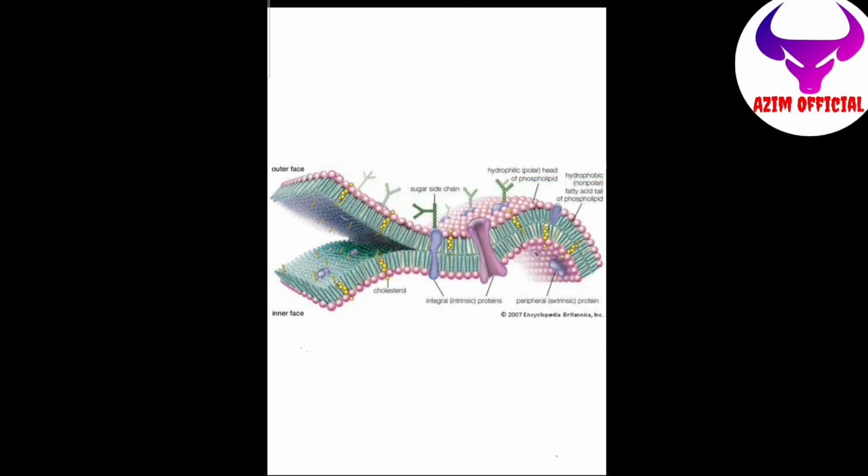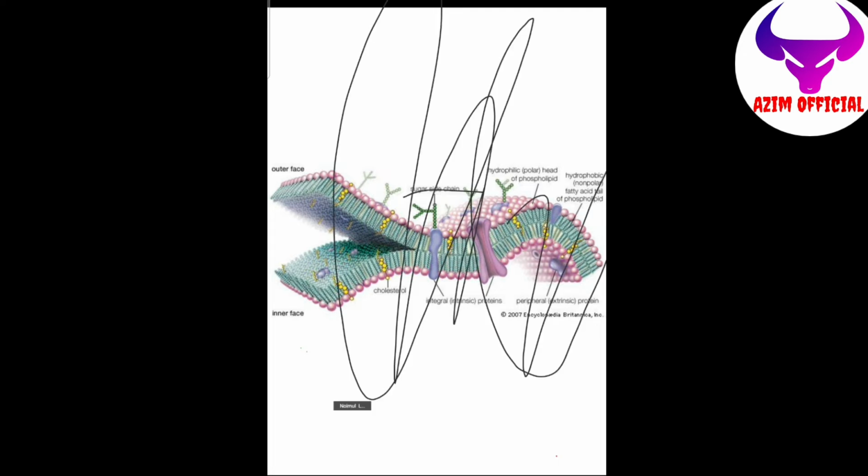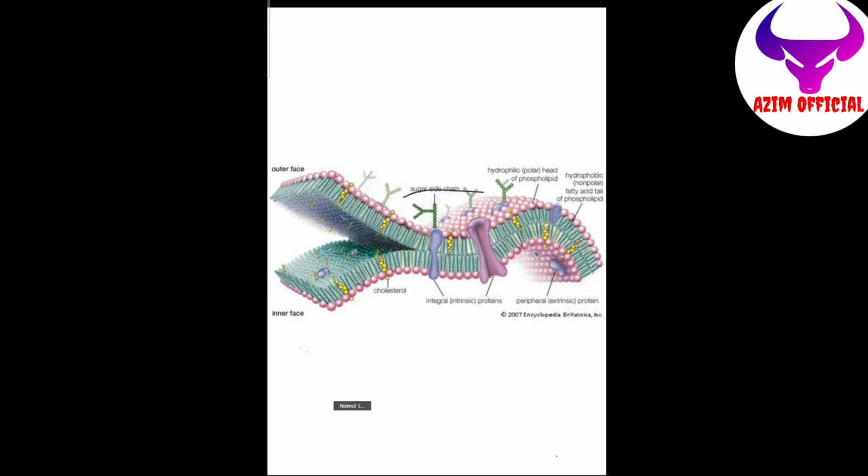So we have 5 functions: act as channels or pores through which the water molecules and water soluble substances, especially ions, can diffuse between the extracellular and intercellular fluids. And they act as carrier proteins also, they transport substances, act as enzymes, act as receptors, and act as ligands. So all these are functions of integral protein.